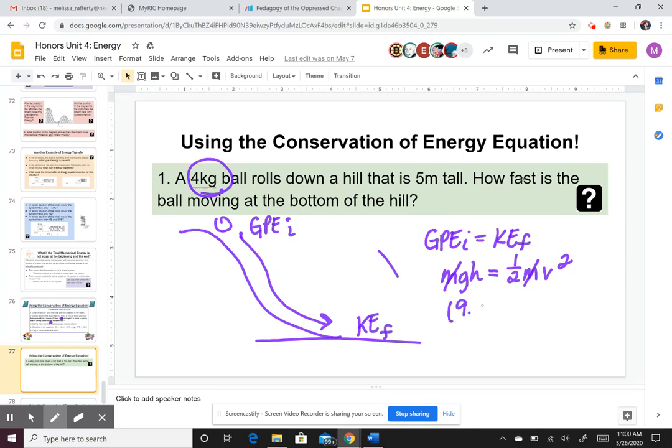So then you plug in your variables that you know. g is 9.8. Height is 5 meters. And that's equal to 1/2 v squared. And then from there, you would solve for v. I don't have a calculator in front of me, but I think you guys at this point know how to do that. So you would multiply 9.8 times 5, divide by 1/2, and then square root it. And that would be your answer in meters per second.